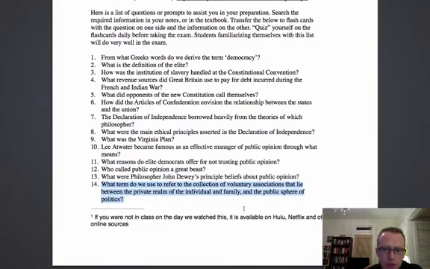What term do we use to refer to the collection of voluntary associations that lie between the private realm of the individual and family, and the public sphere of politics? Well, there is an idea that there's a kind of group or type of phenomena that exists between the realm of the private individual and the realm of the public sphere, in the sense of it being politics proper. And that tends to be associations.